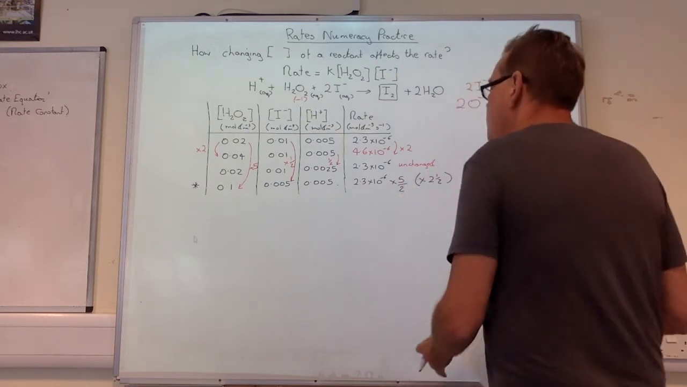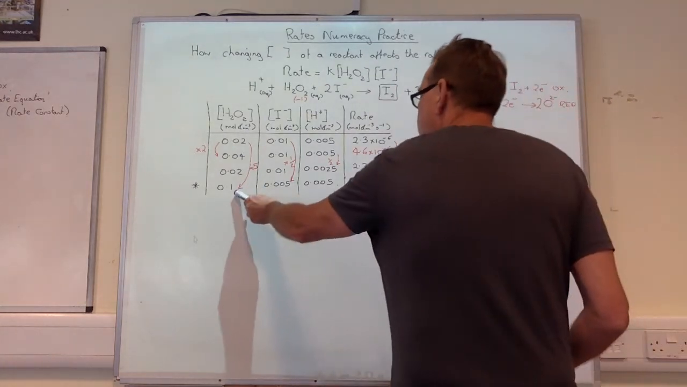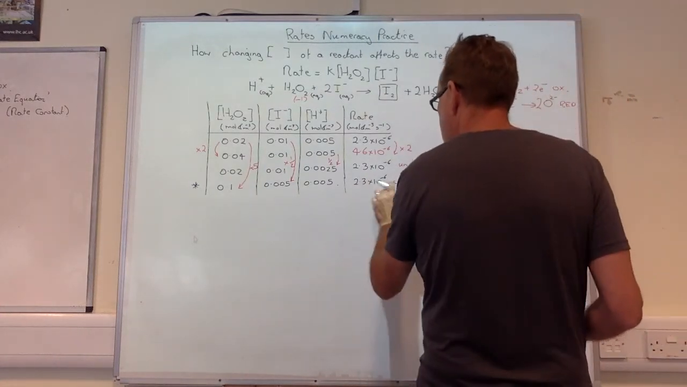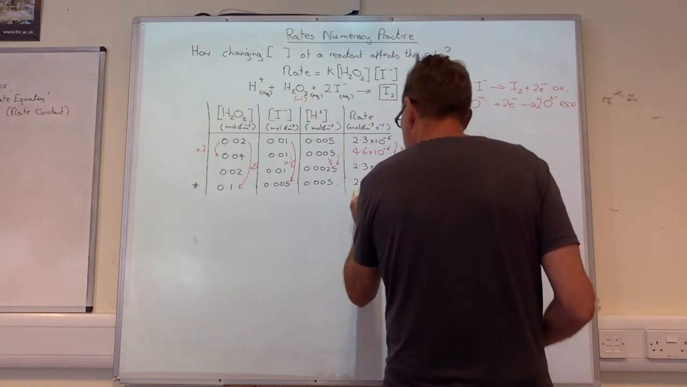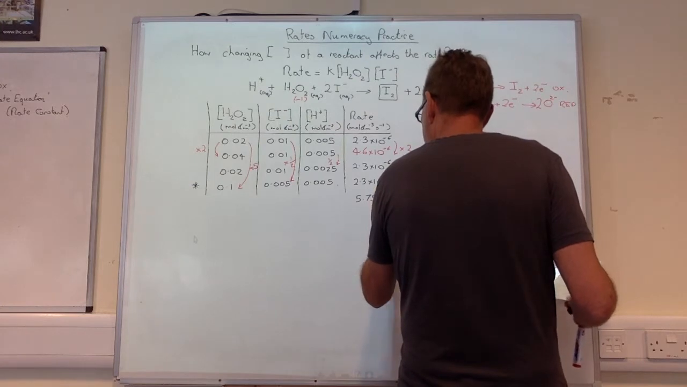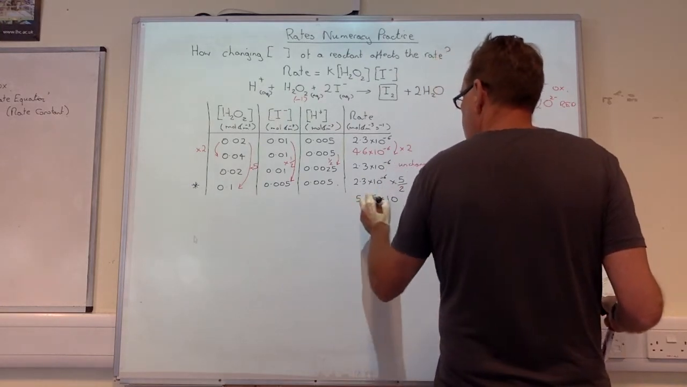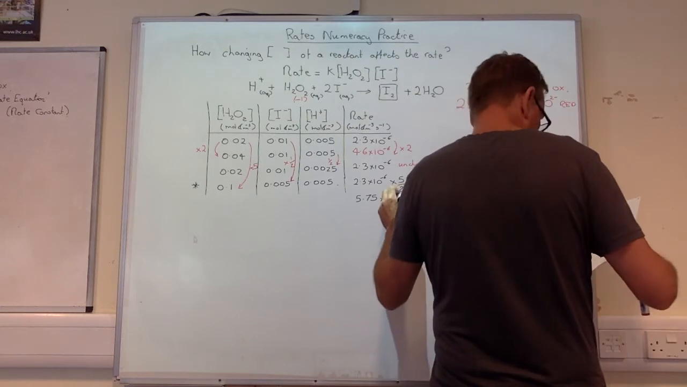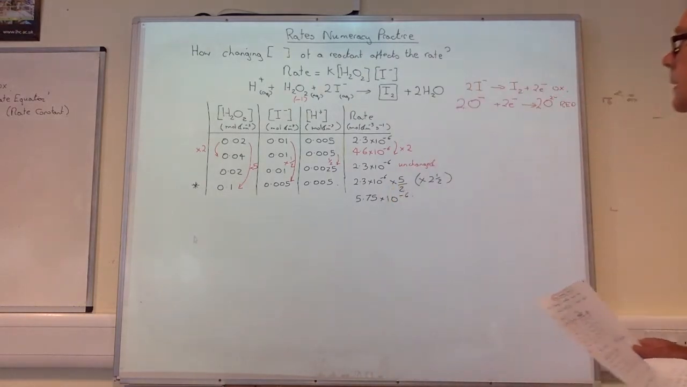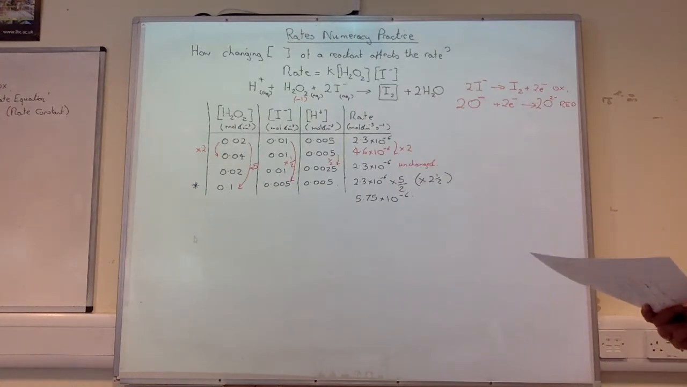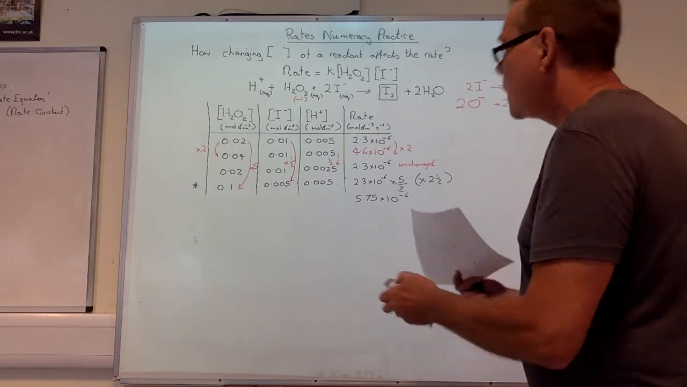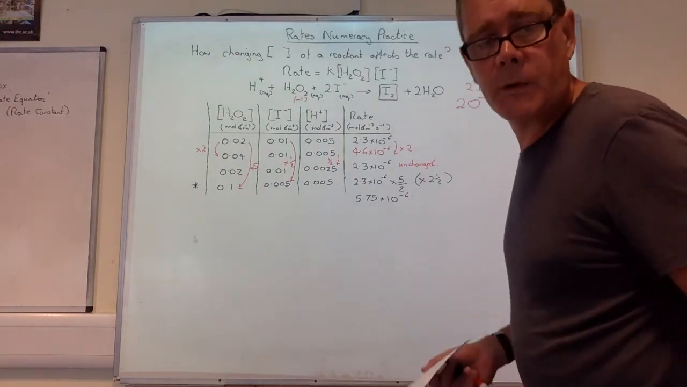Right? In other words, the rate is being affected by both of those changes, and if you times that by 2.5, if my maths is right, you end up with a rate of 5.75 times 10 to the minus 6. Okay? So that's putting these things together. No problem. Right. Okay, another one.